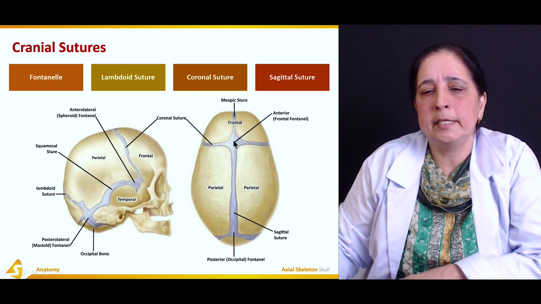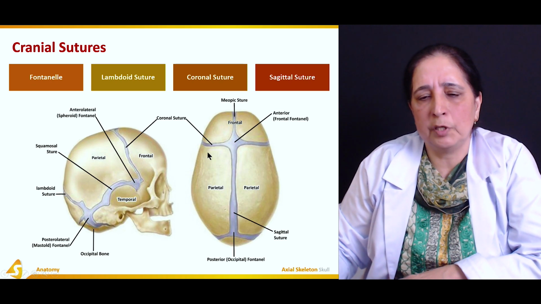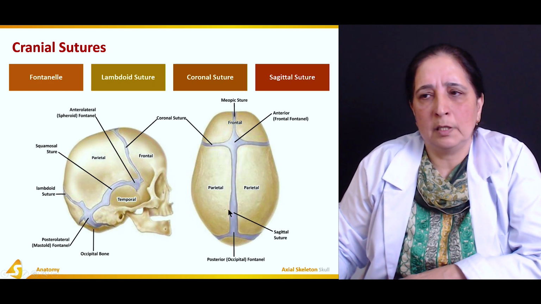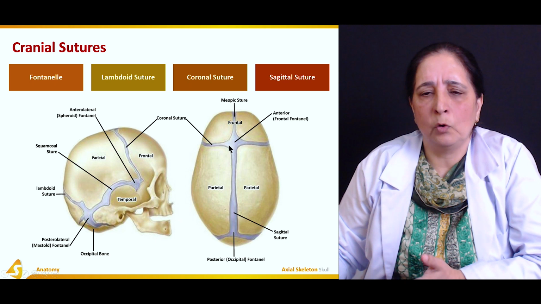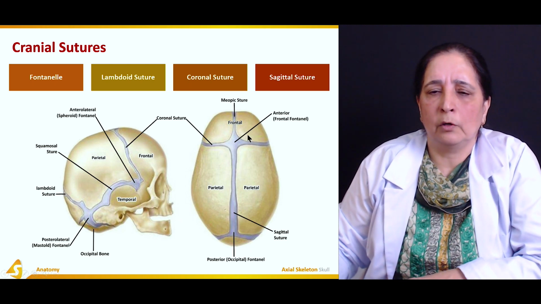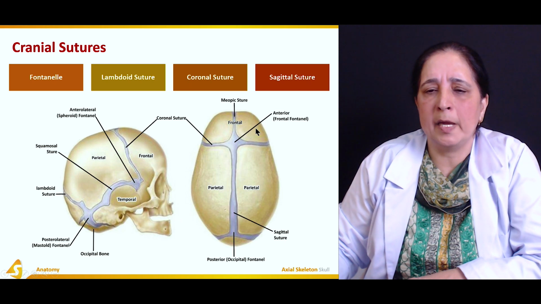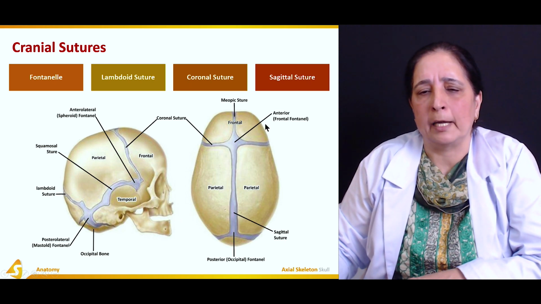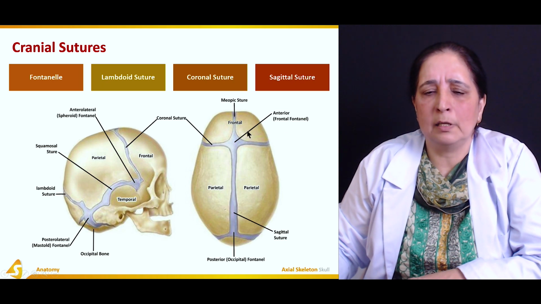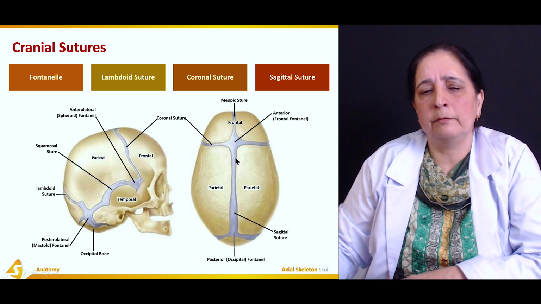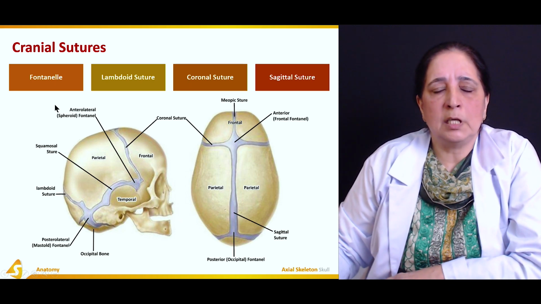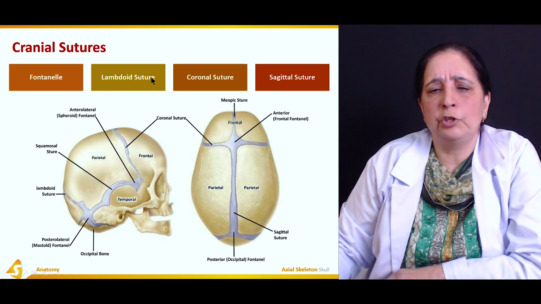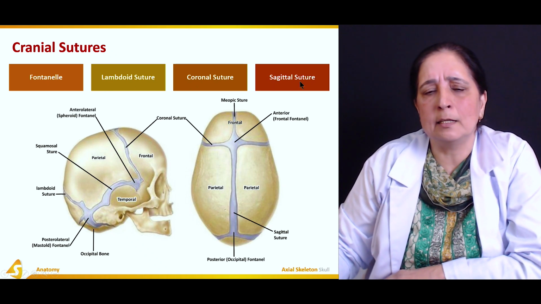We have the anterior fontanelle and then we have the posterior fontanelle. These fontanelles are important because later on, when the baby grows and there is growth of the brain, the fontanelles give space for the growing brain. The posterior fontanelle closes early, and then in the first few years of life, the anterior closes. Then the important sutures are the lambdoid suture, coronal suture, and the sagittal suture.